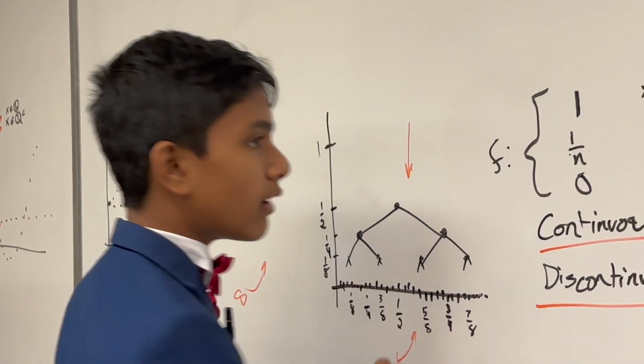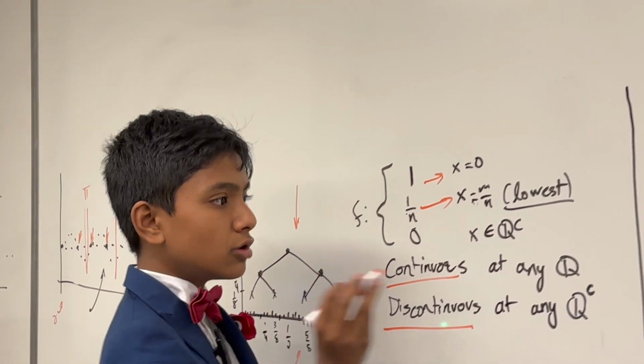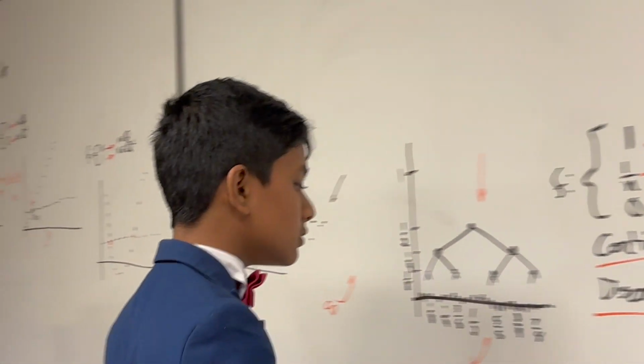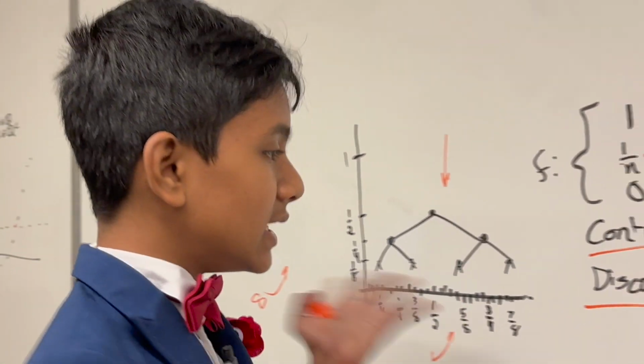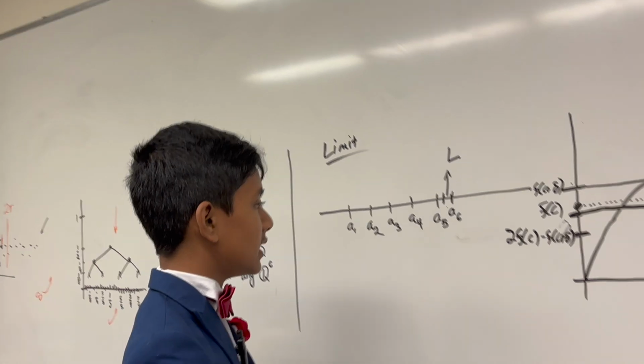However, if we want something that is infinitely continuous and discontinuous at every point, we can look to this function: 1 if x is 0, 1 over n if x can be expressed as m over n in lowest terms, 0 if x is irrational.